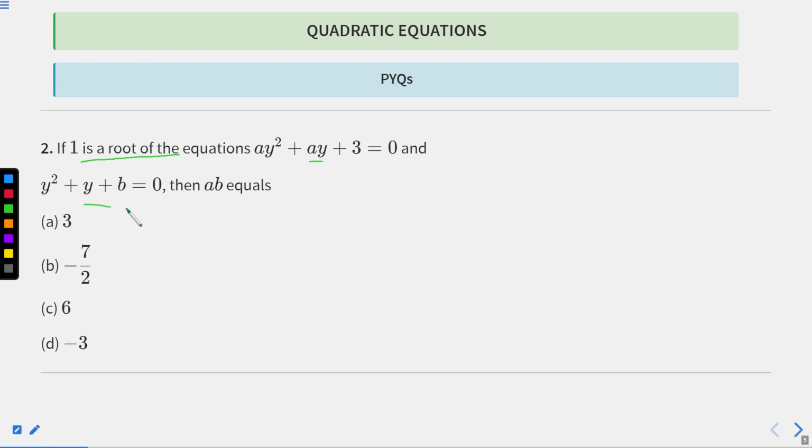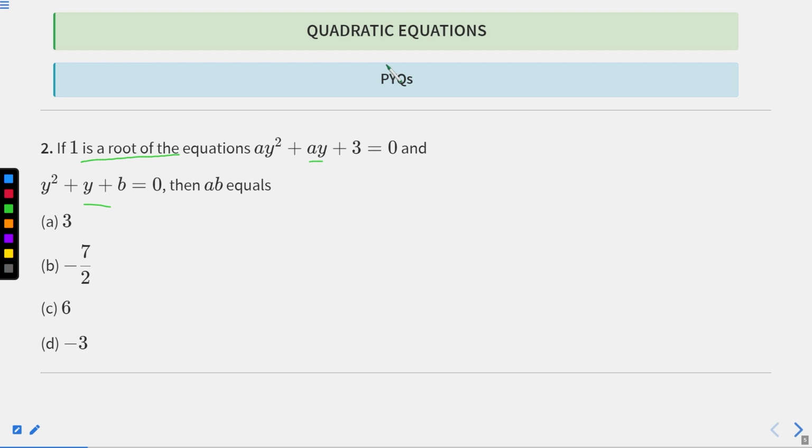If 1 is a root of both equations, then we use this important point: if alpha is a root of the quadratic equation ax square plus bx plus c is equal to 0, then alpha satisfies that equation. That means a alpha square plus b alpha plus c is equal to 0. In other words, alpha is a solution of ax square plus bx plus c is equal to 0.